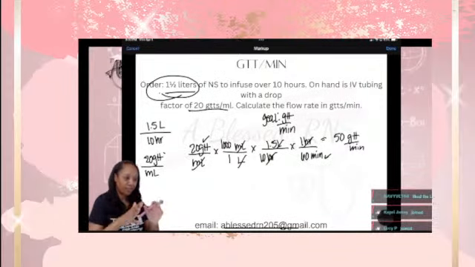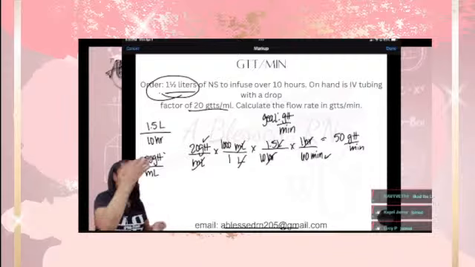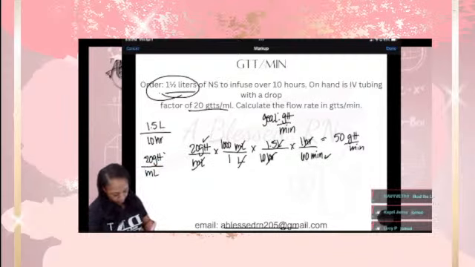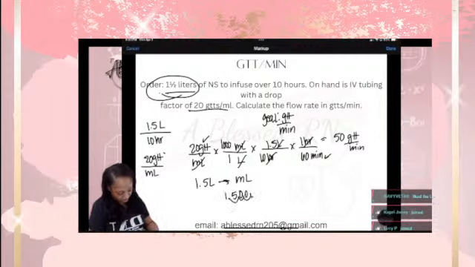So 1.5 is going to be multiplied by 1,000 because we know that there are 1,000 milliliters in 1 liter. So if you are going from 1.5 liters to milliliters, you're going from big to small, 3 places to the right. So we got 1, 2, 3. Move your decimal three spaces, and that's your new decimal. So it'll be 1,500 milliliters.